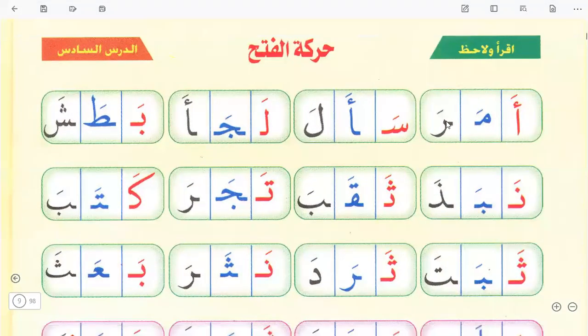Amara. Read it twice, okay? Sa'ala. Read like this. First, separately, sa'ala. Then, connected. Sa'ala. Okay? Sa'ala. Good.